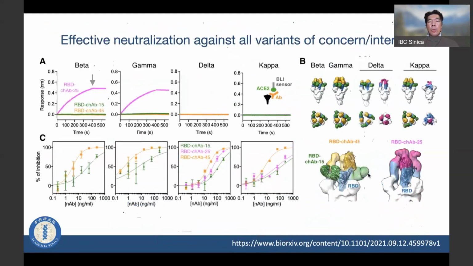Similar strategies were applied to all the variants, combining the BLI competition assay, negative stain structural determination for the antibody cocktail, and the pseudovirus assay. We demonstrated that our antibodies can still effectively neutralize different variants so far.